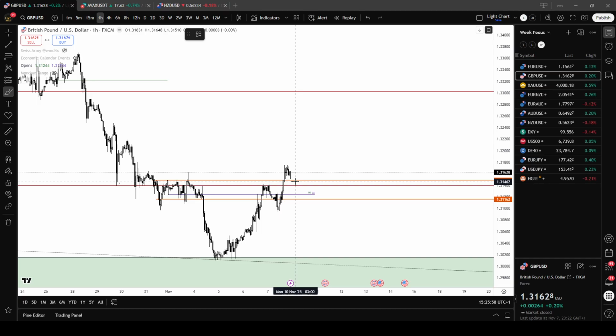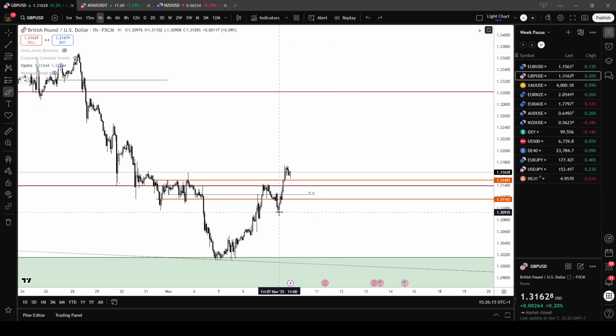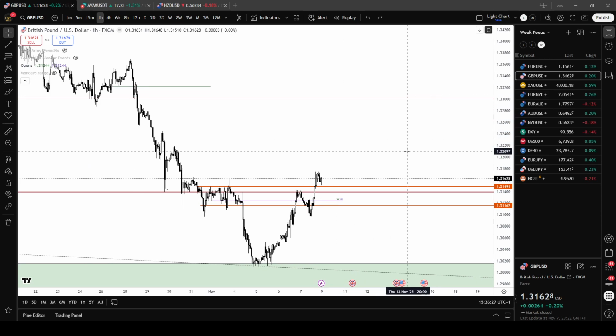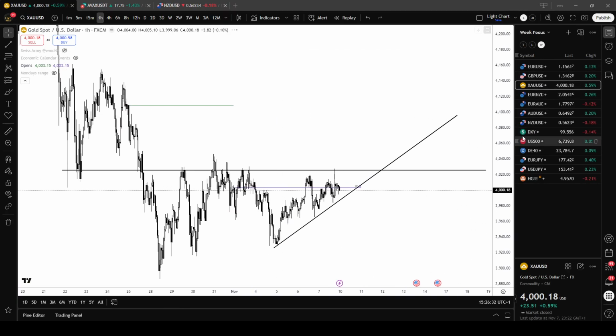My play for next week would be to look for a bottom in this area here. And I think we target these highs at 1.33. And I think this low should hold, and any price action inside this range is going to break out and make a straight move higher. Okay, so that's euro and GBP covered. Let's move on to gold.